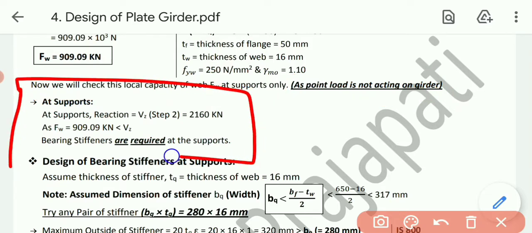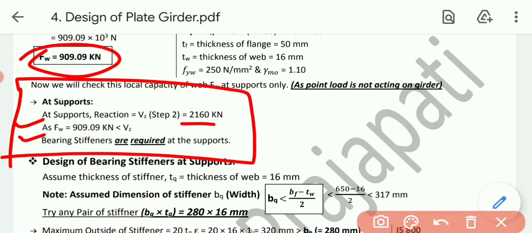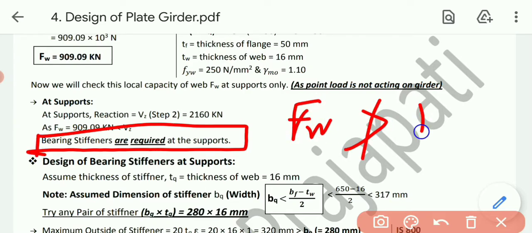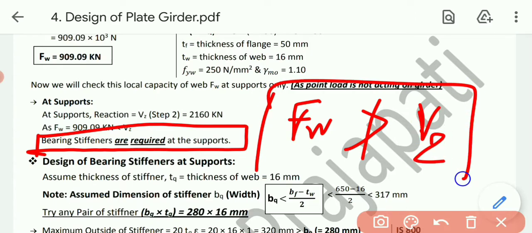At the support, the reaction Vz equals 2160, from step number 2, and FW is 909. This is the local capacity of the web. So the web can tackle 909 kilonewton load, while the maximum reaction produced at the support is 2160. So it is not sufficient to carry the support reaction load, and we need to provide the bearing stiffener at the support. This condition will never be satisfied in an unstiffened plate girder. FW is never going to be greater than Vz, so then we provide the stiffener.